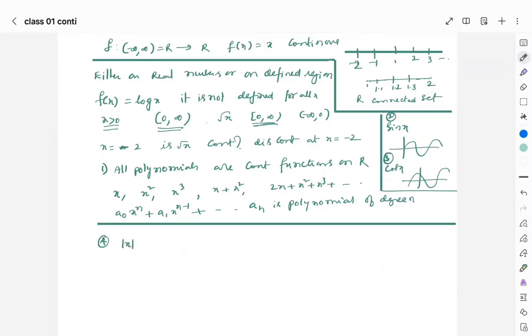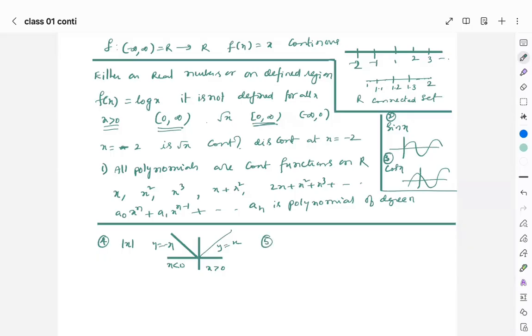You take mod x. It is defined as plus x for x greater than 0, and defined as minus x for x less than 0. So nowhere it breaks. It is continuous.